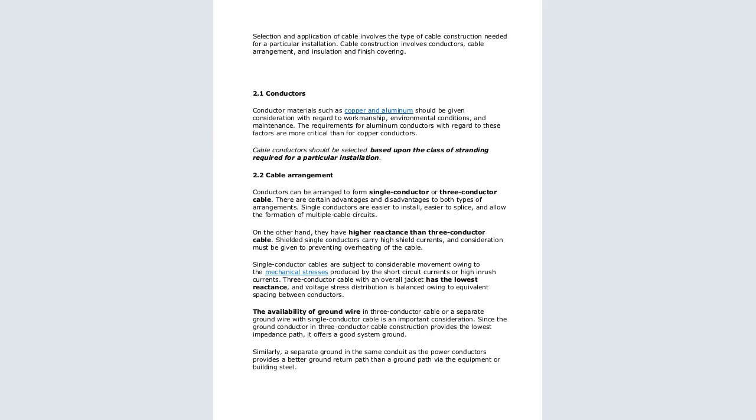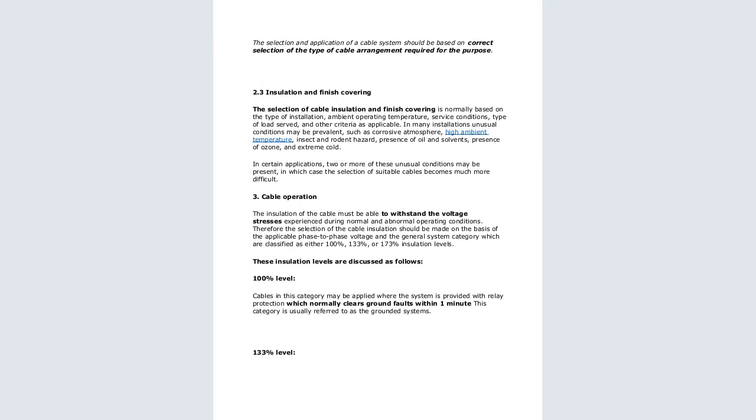So, the availability of the ground wire. We talked about the ground wire, which needs to have a lot of insulation. The 3 conductor cable or a separate ground wire with single conductor cable is an important consideration. Since the ground conductor in the 3 conductor cable construction provides the lowest impedance path, it offers a good system ground. Similarly, a separate ground in the same conduit as the power conductors provides a better ground return path than a ground path via the equipment or the building steel.